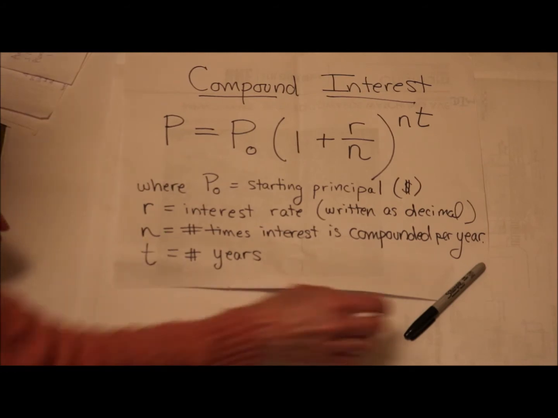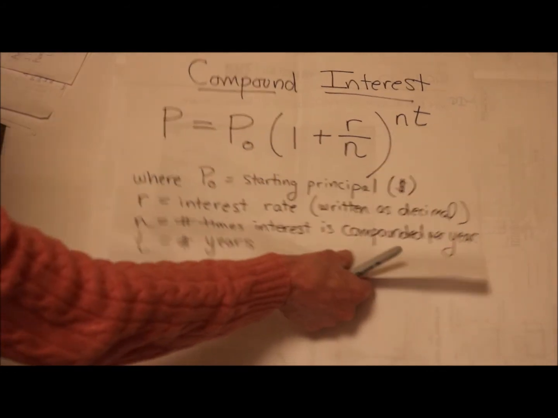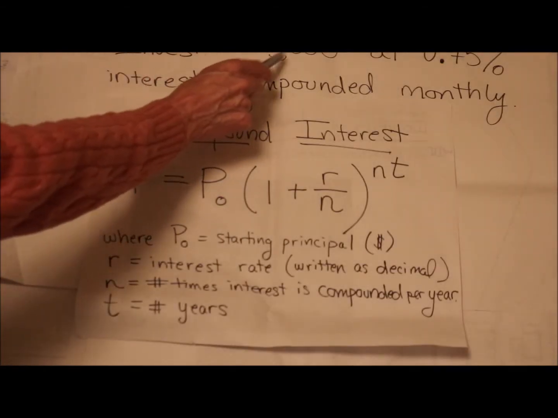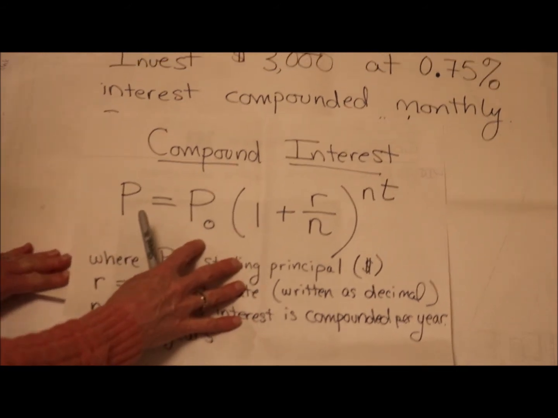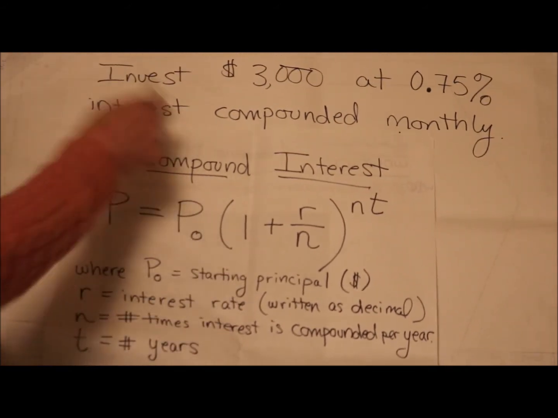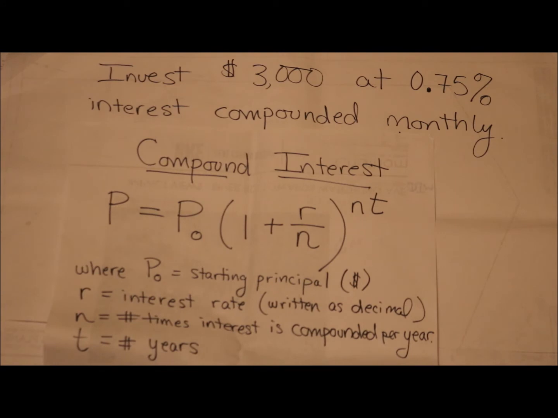So let's try one of these. Try to set this one up right here. We're going to invest $3,000 at 0.75% interest, and the bank is going to compound that monthly. Give that a go.